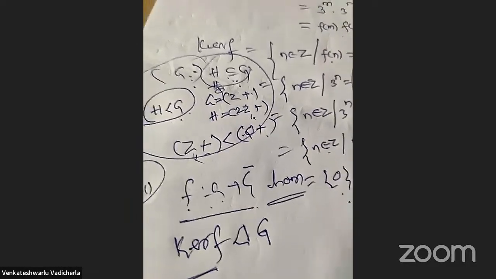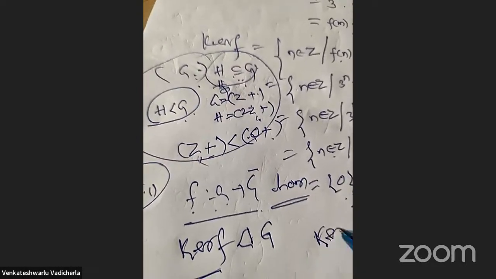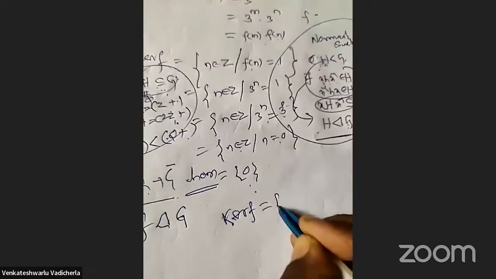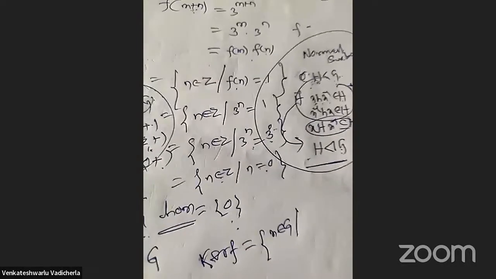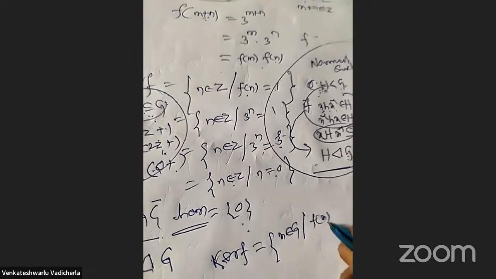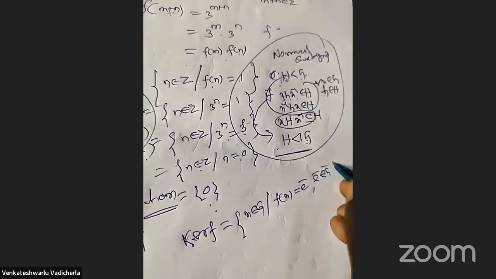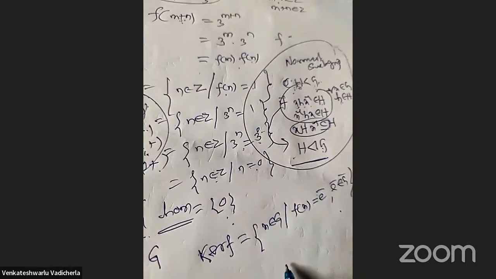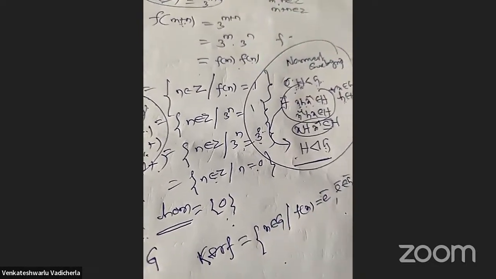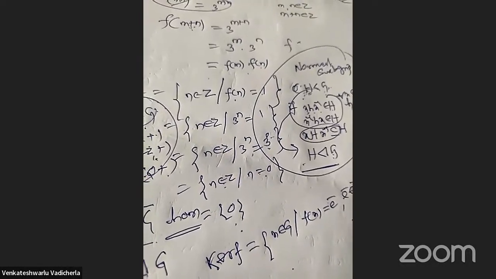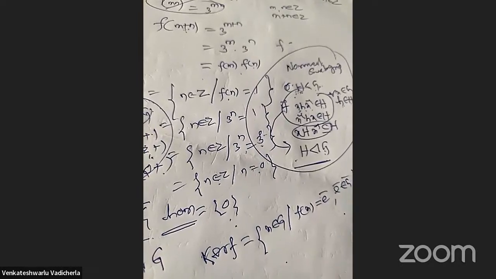We learn what the kernel definition is. First, we can write the kernel definition here: the kernel is all those x in G such that f of x is equal to e bar, where e bar is the identity element in G bar. This is called the kernel. It is a non-empty subset. This is the definition.